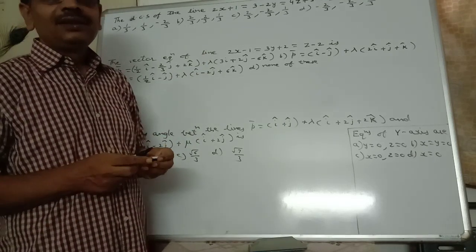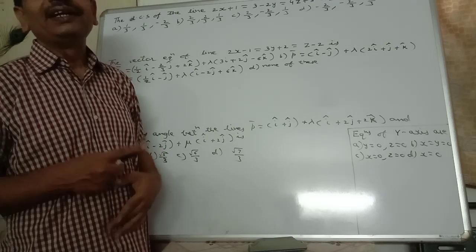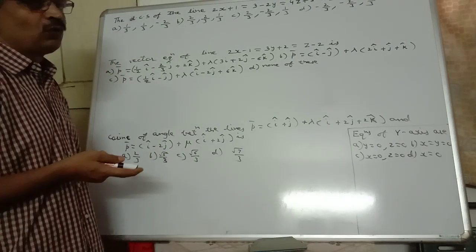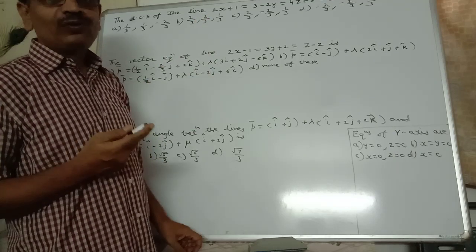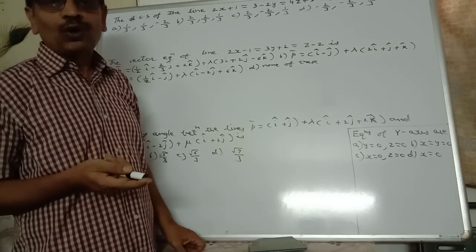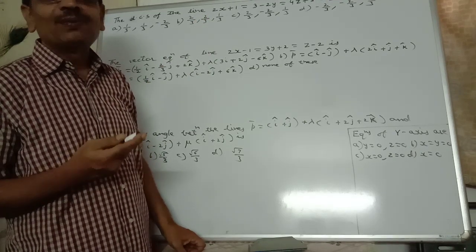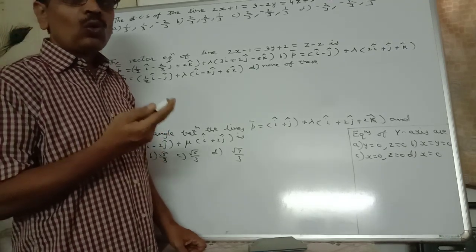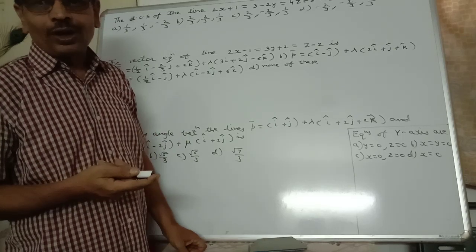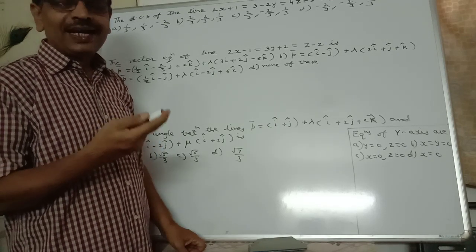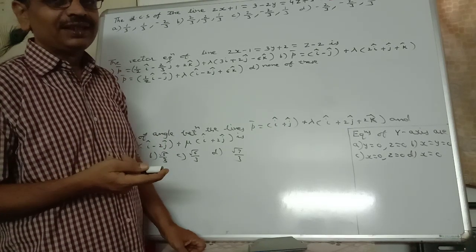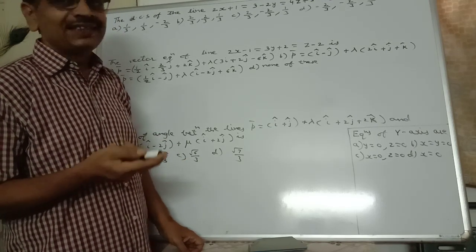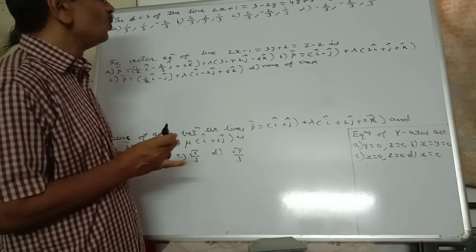But here the equation is not in the required form. First we have to convert it into the required form. The equation of a line in Cartesian form should be (x - x1)/a = (y - y1)/b = (z - z1)/c. It means that the coefficients of x, y, z should be equal to 1.